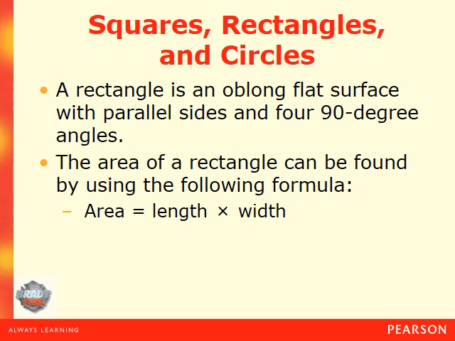A rectangle is an oblong flat surface with parallel sides and 4 90-degree angles. The area of a rectangle can be found by using the following formula: area equals length times width. So if we had a length that was 3 feet and a width that was 2 feet, 3 times 2 would be what? 6.